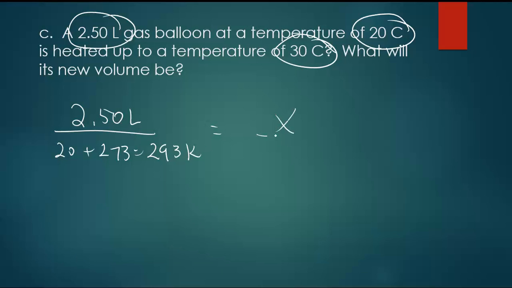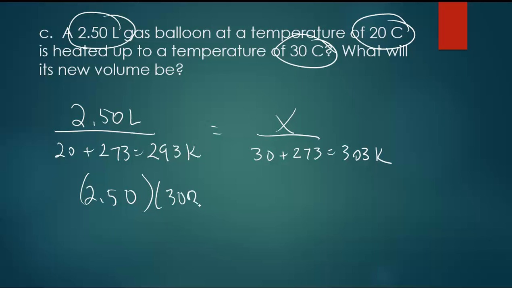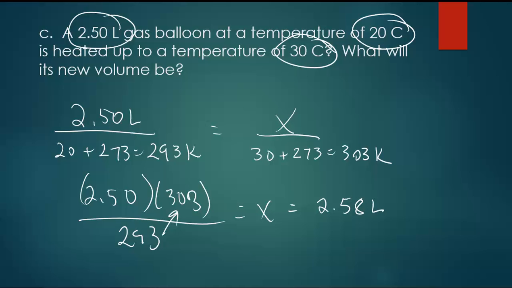Equals X over... so 2.5 times 303 divided by 293, X is equal to. I should expect it to be like probably maybe 4 or something like that, right? Because temperature went up by a little bit, so what? Oh, I'm sorry. Temperature went up by just a tiny little bit, so the volume should have gone up by a tiny little bit.